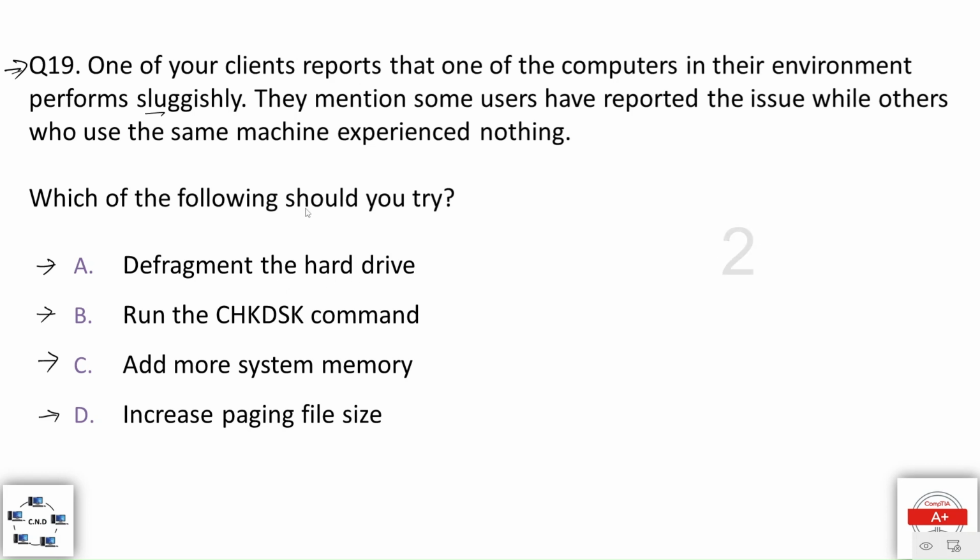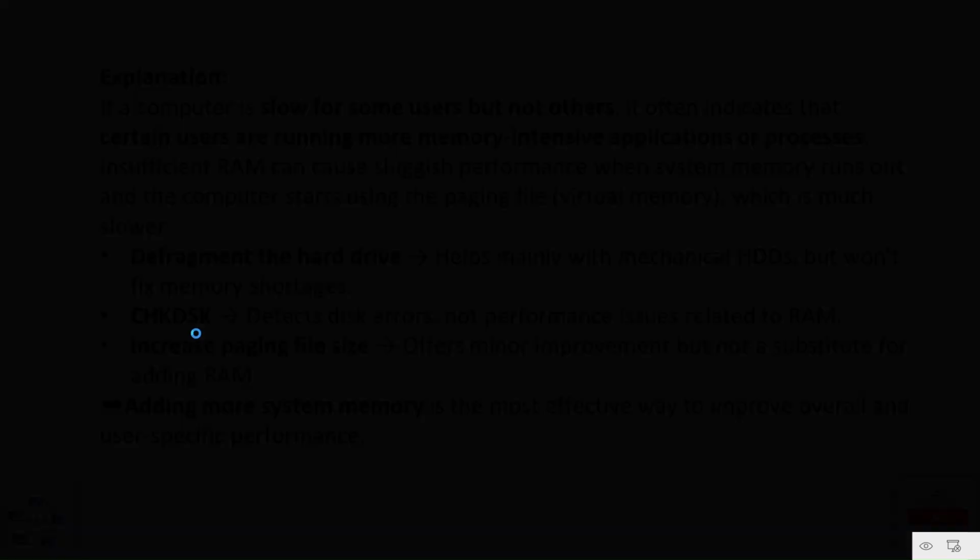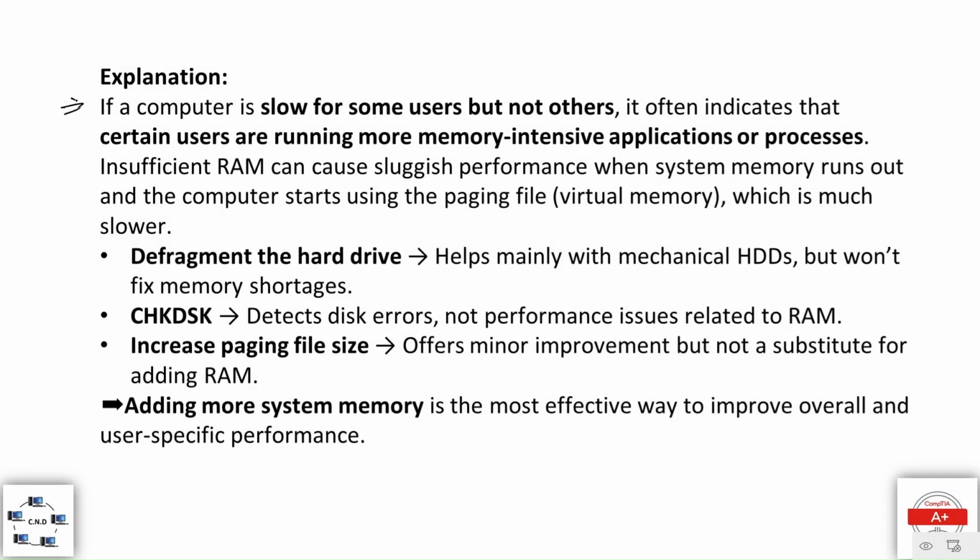we are talking about a sluggish performing computer, and the correct option is option C, add more system memory. The explanation is, if a computer is slow for some users but not others, it often indicates that certain users are running more memory intensive applications or processes. Insufficient RAM can cause sluggish performance when system memory runs out and the computer starts using the paging file or virtual memory, which is much slower.